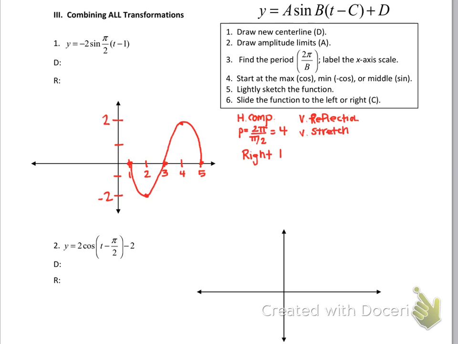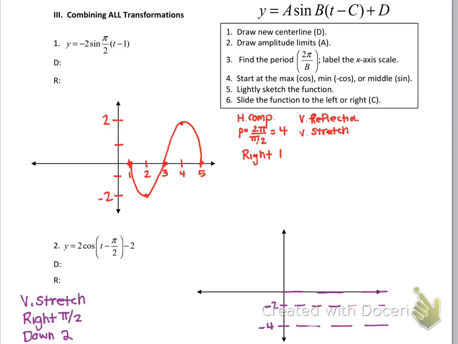If you look at the second one, we have a vertical stretch of 2, which we know affects our amplitude. We go right pi over 2, and we go down 2. So now my center line is going to be at negative 2. If we count by 2's, that means I have a min of negative 4, a max at 0, and my center line's at negative 2.